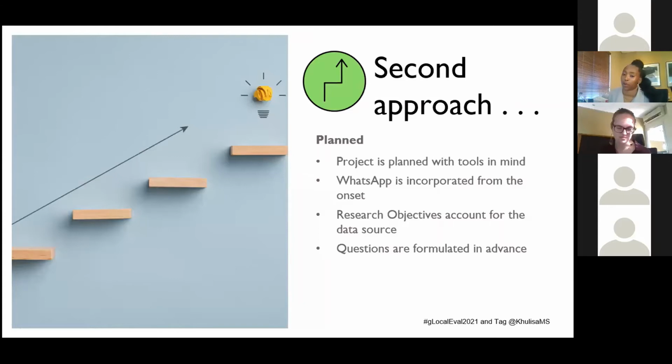In the second approach, here, the project is planned out. I like to think of it as a blank canvas because you plan your project out, everything is clear and you have your tools in mind. You've had time to think about, okay, I like this platform and this is how it's going to be used. You incorporate it from the onset. The research objectives know exactly what you're going to do and it accounts for the data source, the device itself, and the questions are formulated in advance. The advantages of this are monumental, and we'll share more of that in other slides.